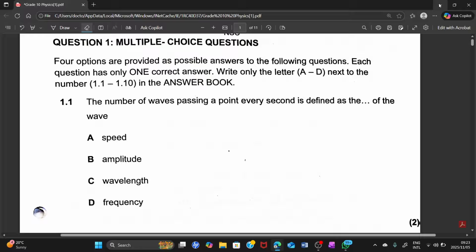The number of waves passing a point every second is defined as the of the wave: speed, amplitude, wavelength, or frequency. The number of waves passing a point every second. You can all see the answer for this one is frequency, so the answer is D. Hope we are together on this one. That is the definition of what? Of frequency. Right, let's go to the next question.